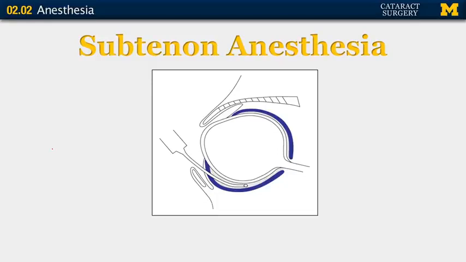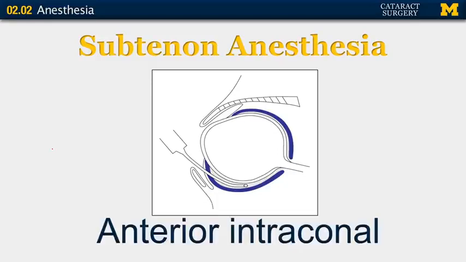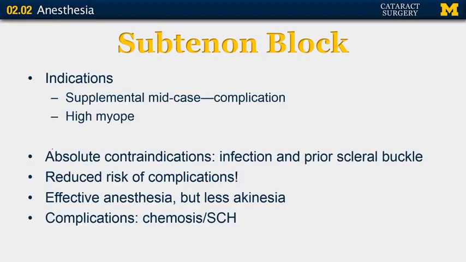Next, we will discuss sub-Tenon's anesthesia. This is placed in the anterior intraconal space underneath conjunctiva and Tenon's capsule. This is often used in the middle of a case, if the case is going longer than you anticipated, if there's a complication, or if the patient is having a lot of pain or moving their eye about, this may be useful to add.